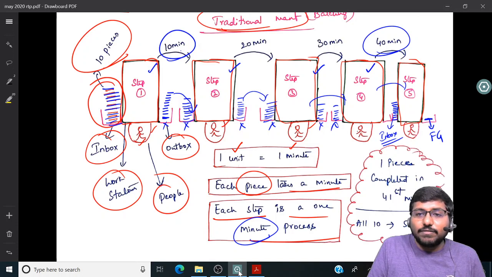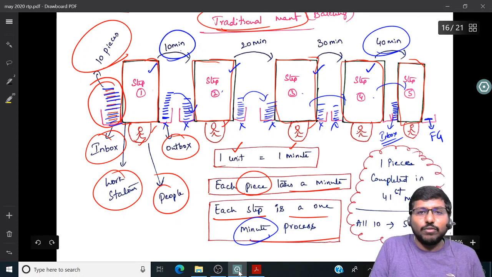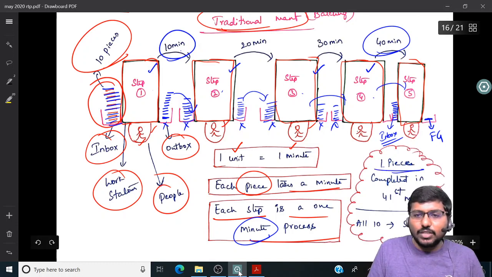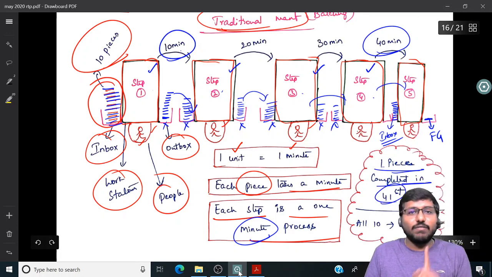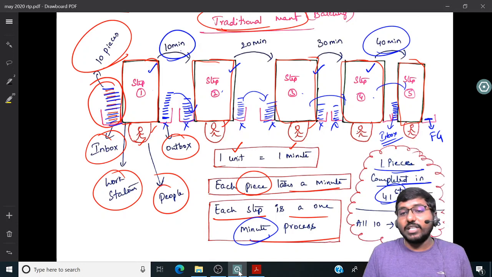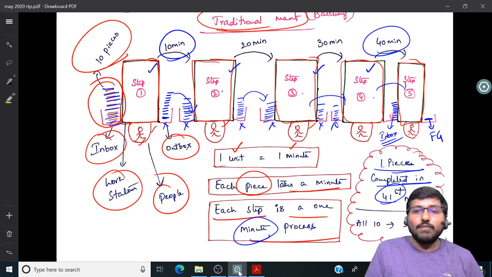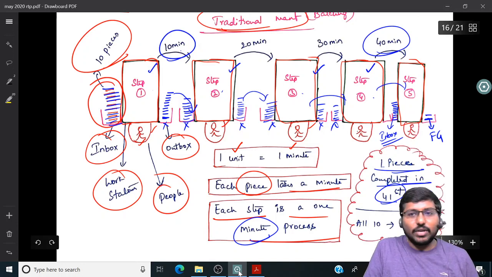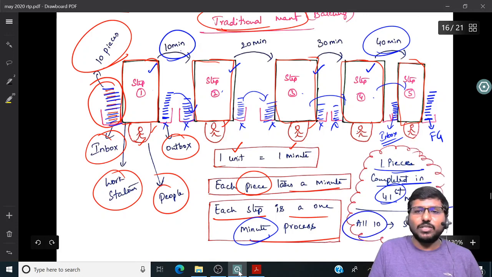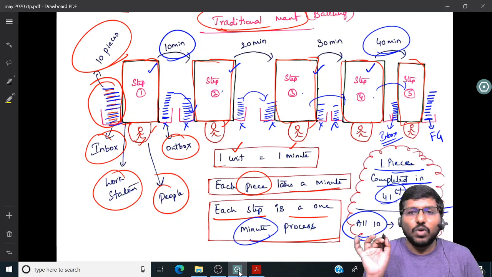So to get the first finished good, it's gonna take how many minutes? Step 1, 2, 3, 4. 10 into 4, 40 minutes plus 1 minute for this one unit. So first piece will be completed in which minute? 41st minute. Okay, so if you want to get the first unit under traditional manufacturing, it takes you 41 minutes. And 42nd minute, you'll get the second unit, 43rd, 44, 45, 46, 47, 48, 49, 50. So all 10 pieces exactly you'll be getting in how many minutes? 50 minutes. It's not pieces, minutes. Are you able to understand?